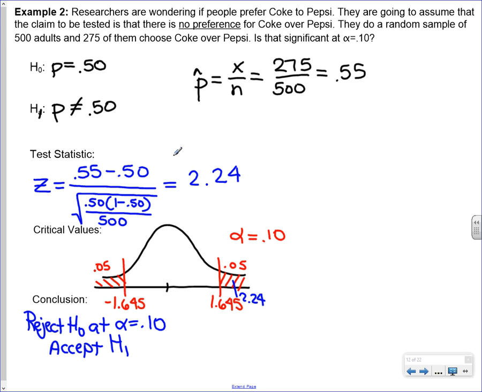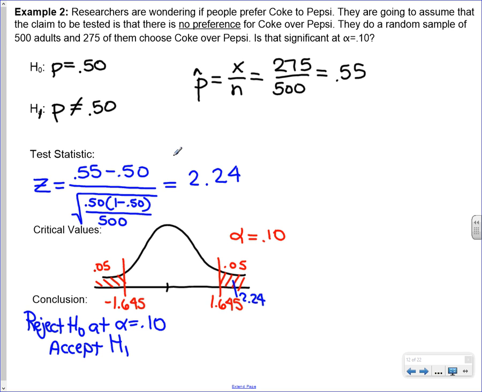Okay, here's another example. This one we're going to do a two-tailed test. So it says researchers are wondering if people prefer Coke to Pepsi. They're going to assume that the claim to be tested is that there's no preference for Coke over Pepsi. They do a random sample of 500 adults and 275 of them chose Coke over Pepsi. Is that significant at alpha equal 0.1?